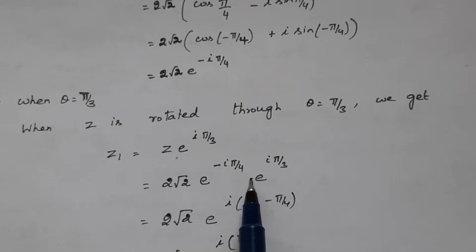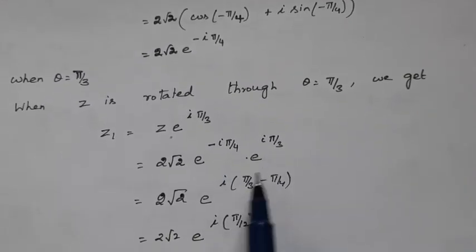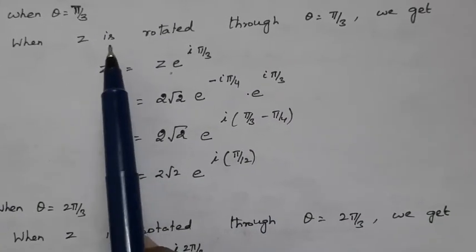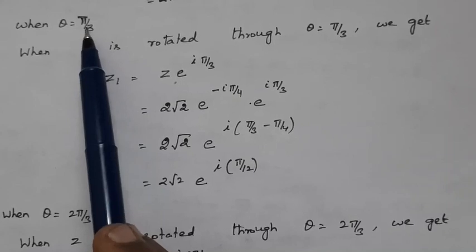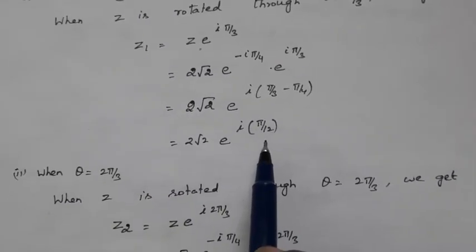So the bases are the same, the powers are to be added, and taking i outside, pi by 3 minus pi by 4. Under simplification it will become pi by 12. So what is the new value of position of z after rotating through an angle pi by 3? It is 2 root 2 into e power i into pi by 12.